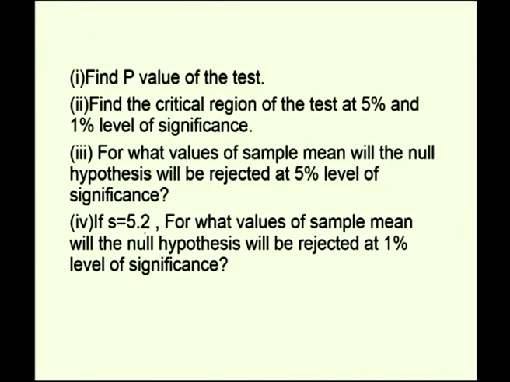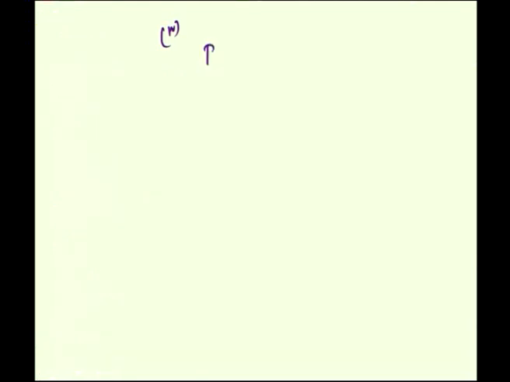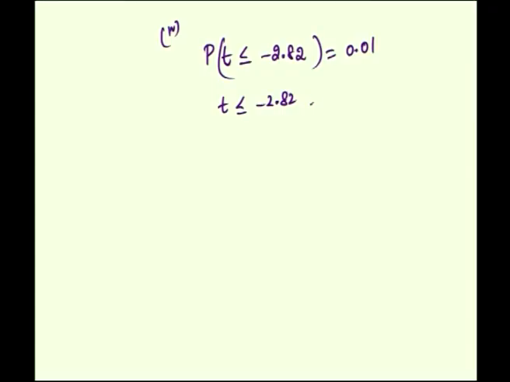What is the next question? If s is equal to 5.2, for what values of sample mean will the null hypothesis be rejected at 1% level of significance? So, first of all, again we have to calculate the same thing for 1% level of significance. We have just seen P of t less than or equal to minus 2.82 leads to the rejection region. t less than or equal to minus 2.82 is the critical region corresponding to 1% level of significance, right.